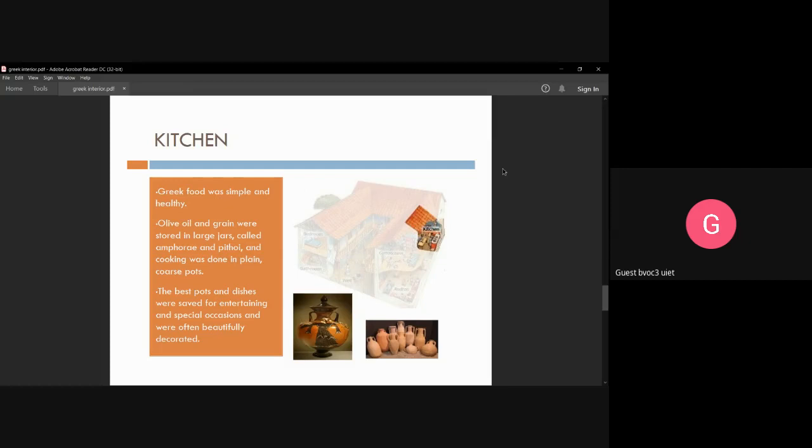And the beds which they have, they used to save for entertaining and for special occasions, and they were beautifully decorated.